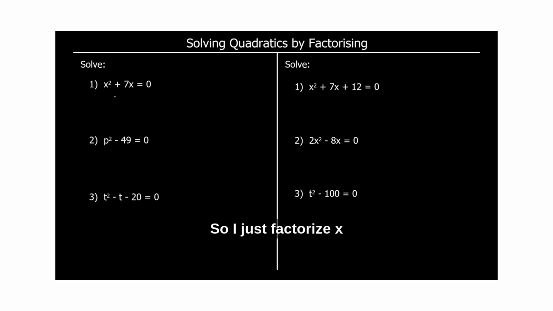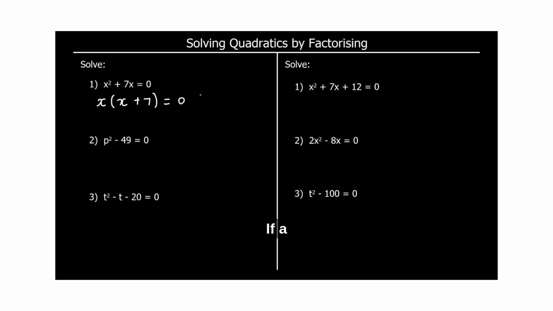So I just factorize x squared plus 7x. They've both got an x in them, so I can take x out. X times x makes x squared. X times 7 makes 7x. So x times x plus 7 is equal to 0.